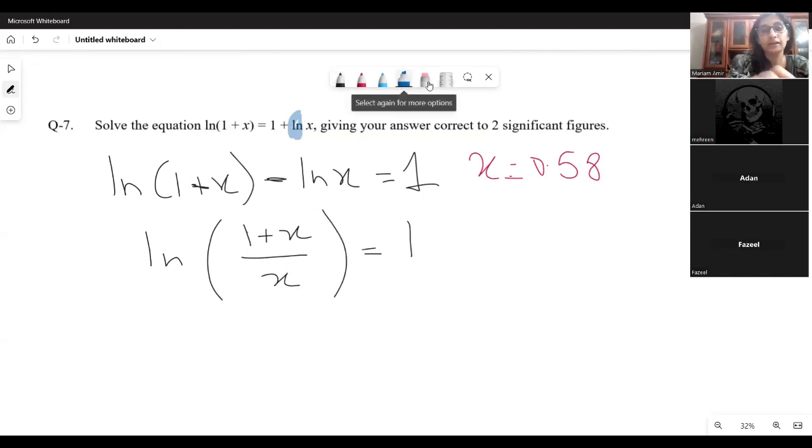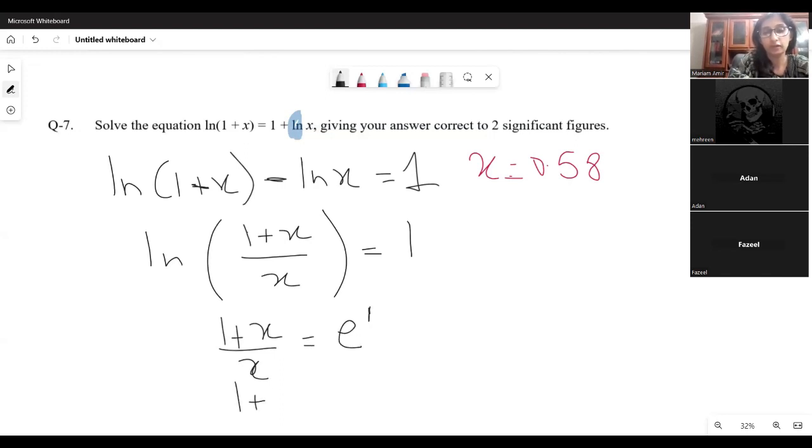Now you're only sending this ln to the other side. And when it goes to the other side, it becomes e. e power 1 is just e. So send x to the other side. So we have 1 plus x is equal to ex. Now ex is just like 3x or 1x or 2x.